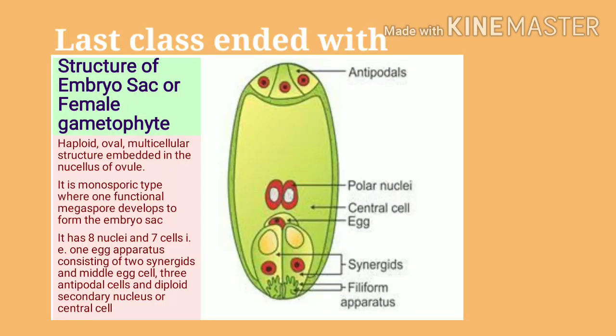Our last class ended with the structure of the embryo sac, or the female gametophyte. So let's look at the structure of the embryo sac once again. It is a haploid structure with haploid cells. Its shape is oval and it is a multicellular structure embedded in the nucellus of the ovule. So this particular structure is found inside the ovule.